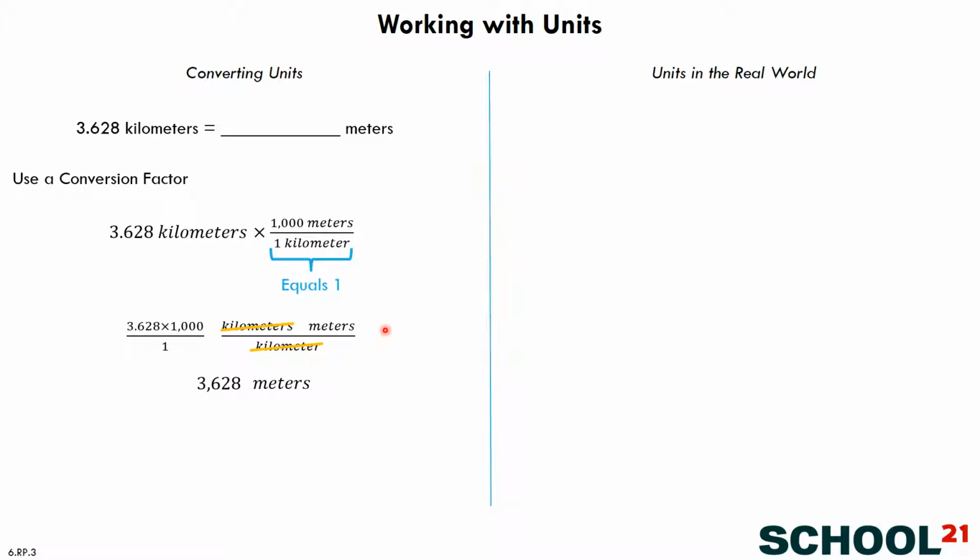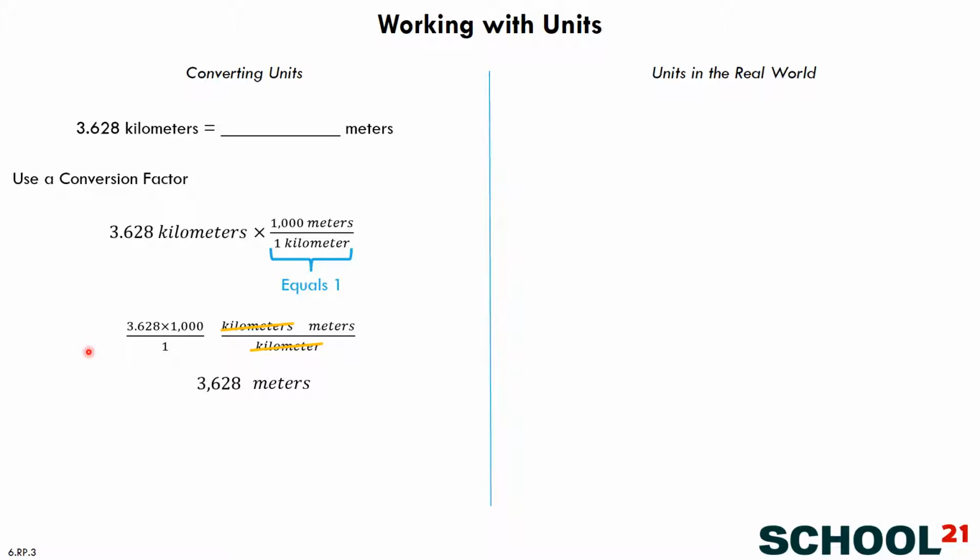Just out of curiosity, you could convert this to kilometers. Could you convert it to something like gallons or minutes? No. So one of the things we always want to remember is that you can only use units that make sense, and you can only convert a distance unit to another distance unit. You couldn't convert a distance unit to a volume unit like gallons or liters, and you couldn't convert a distance unit to a time unit like minutes or seconds, right?